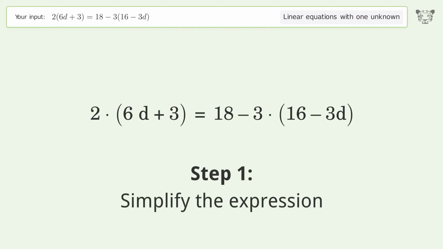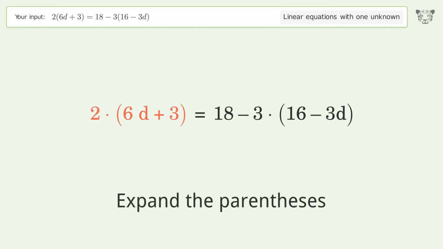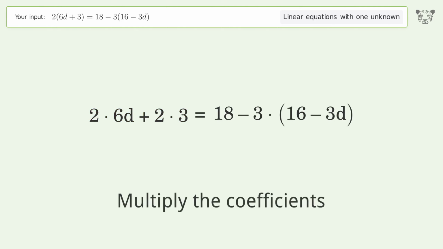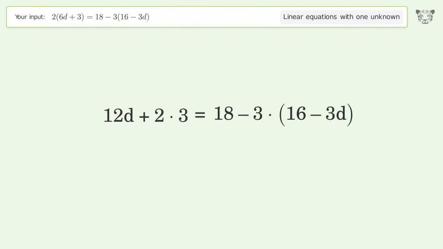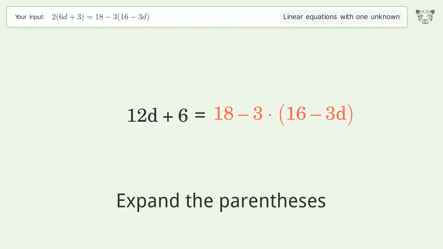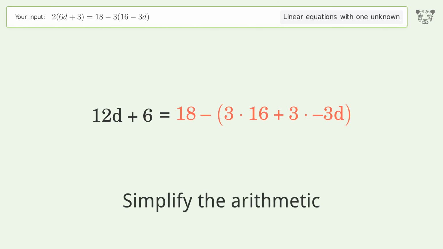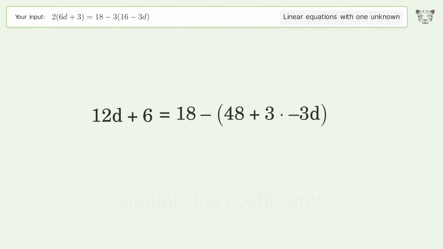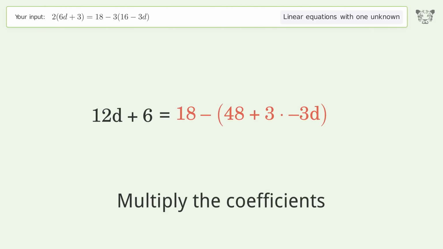Simplify the expression. Expand the parentheses. Multiply the coefficients. Simplify the arithmetic. Expand the parentheses. Simplify the arithmetic. Multiply the coefficients.